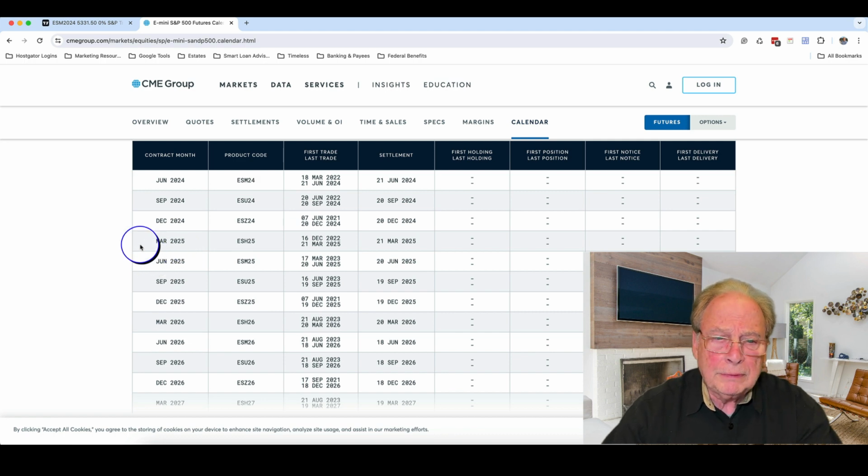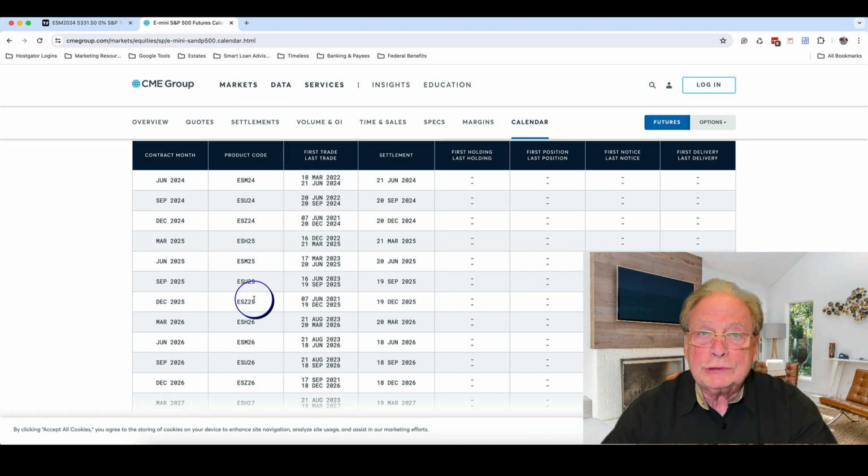And for example, let me start with March 2025. The March contract is ESH25. The June contract will be ESM25. September, ESU25. And December, ESZ25. So contracts are traded in 4 different segments throughout the year. And as each contract rolls and expires, the next contract begins.